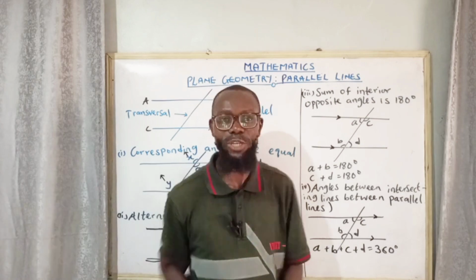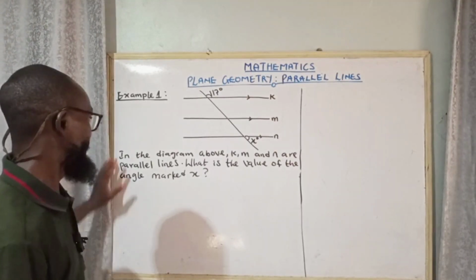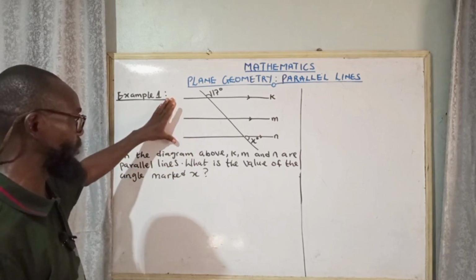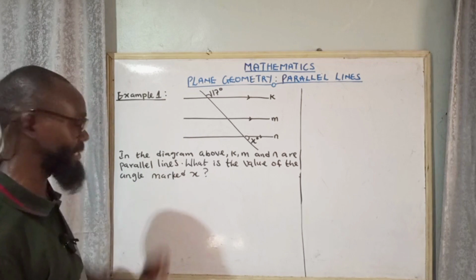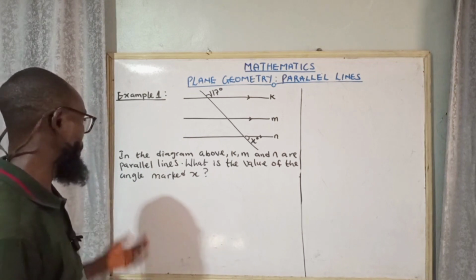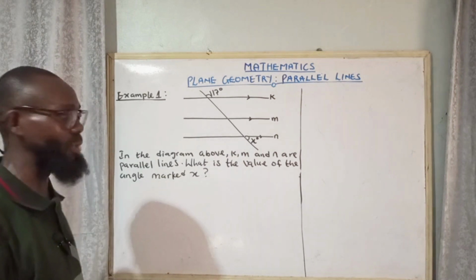Now, let's look at the way to apply this. Let's move on. Example 1. In the diagram above, K, M, and N are parallel lines. What is the value of the angle marked X? This angle marked X. We want to find the value.